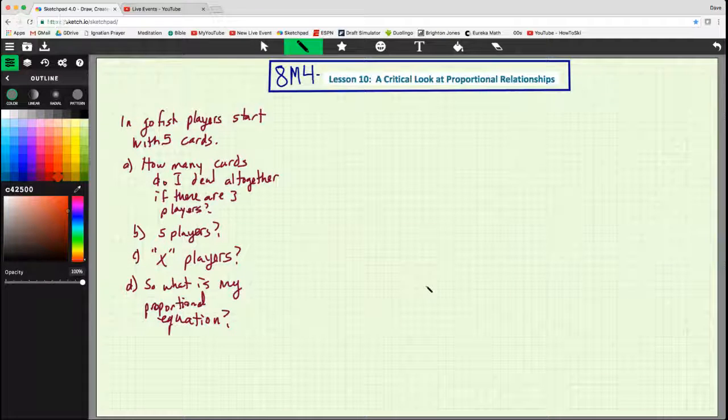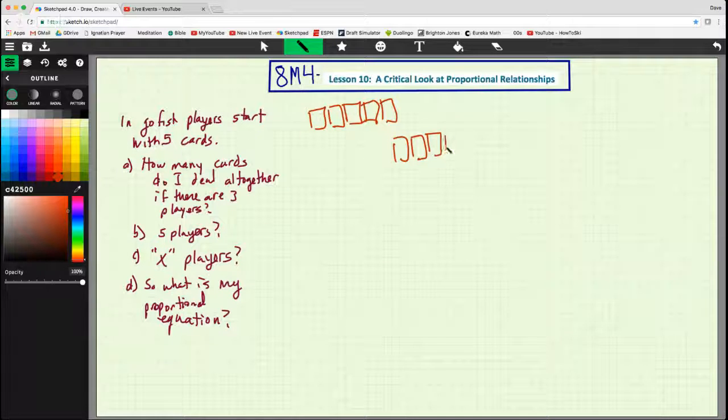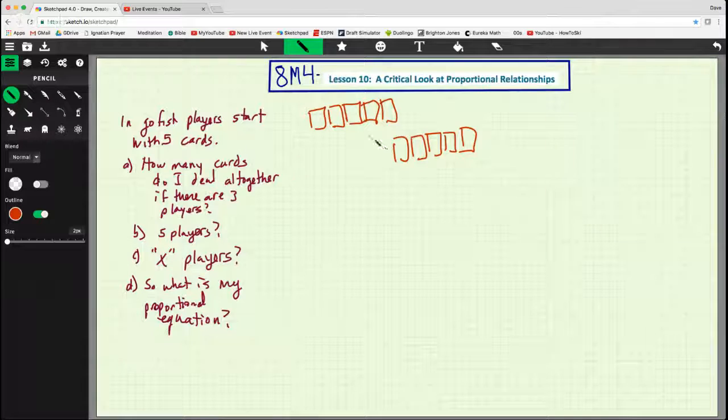So let's talk about Go Fish. When we play Go Fish, each player starts with 5 cards. So I have 5 cards in my hand at the beginning of Go Fish. And if I'm playing with 2 other players, each one of them has 5 cards. So if we have 3 players, we have 15 cards to start the game. If we have 2 players, we would just have a total of 10 cards.